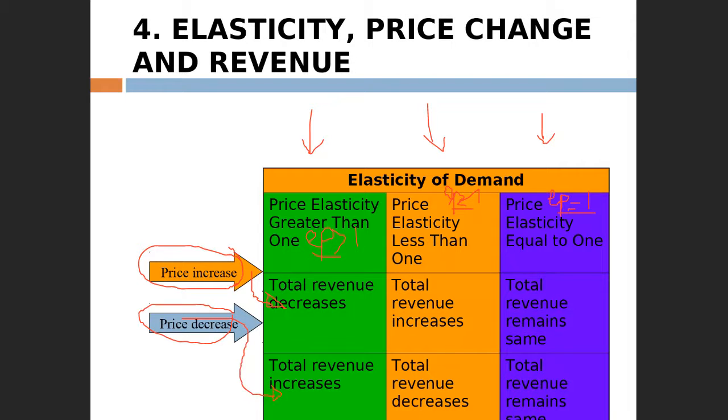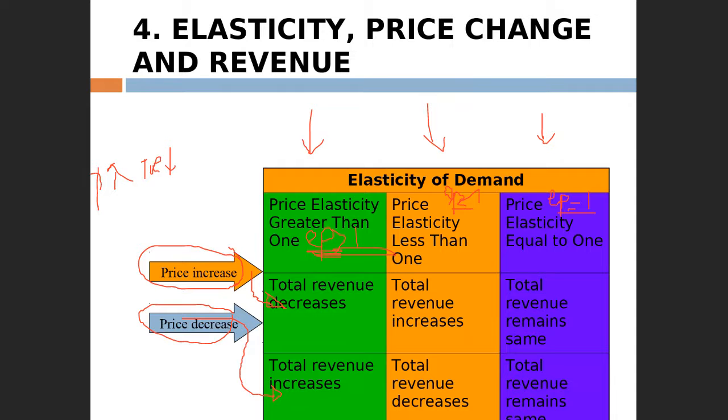When price decreases, total revenue increases. So folks, when the demand for a product is elastic, the relationship between price and total revenue is inverse. When price goes up, total revenue, TR, goes down, and vice versa. The relationship between price and total revenue is inverse.